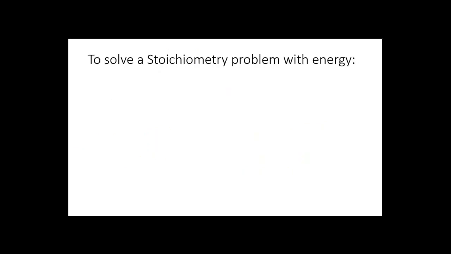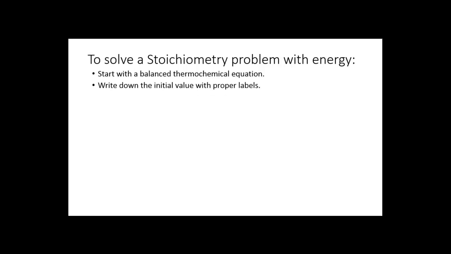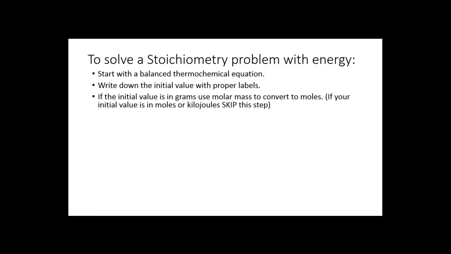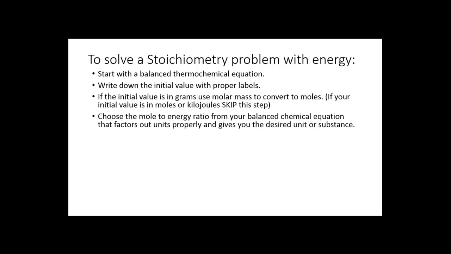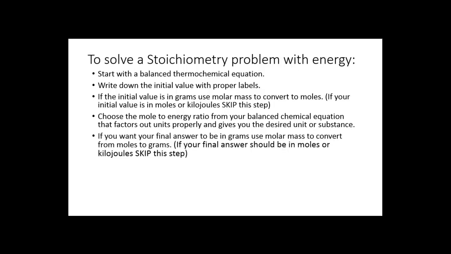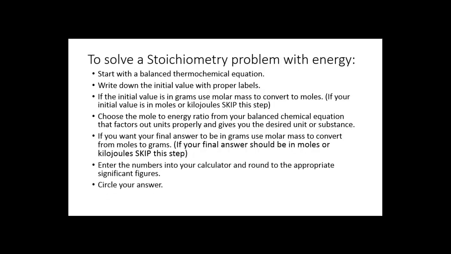So to summarize, to solve a problem with energy, you're going to start with a balanced thermochemical equation. You're going to write down the initial value with proper labels. If the initial value is in grams, we're going to use the molar mass ratio to convert to moles. If the initial value is moles or kilojoules, we get to skip that step. We're going to choose the mole to energy ratio from the balanced equation that factors out the units that we're getting rid of and gives us the units we want. If we want our final answer in grams, we would use molar mass to convert to grams, but if our final answer is just in moles or kilojoules, then we get to skip that step. We're going to enter the numbers in our calculator and round to the proper sig figs, then circle our answer.